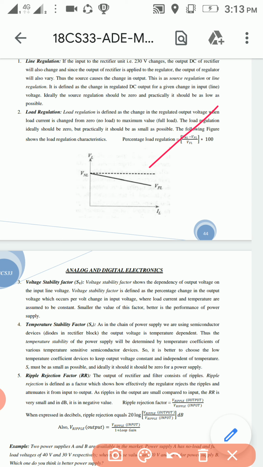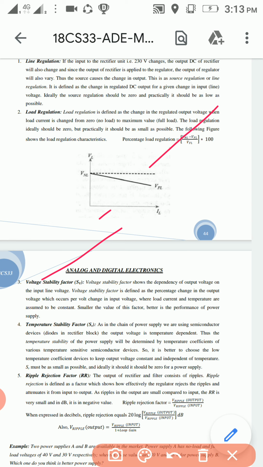We'll see that. Okay, the third point is the voltage stability factor. It shows the dependency of the output voltage on the input voltage, how exactly the output voltage depends on the input voltage. Voltage stability factor is defined as the percentage change in the output voltage which occurs per volt change in the input voltage. That is exactly the voltage stability factor.